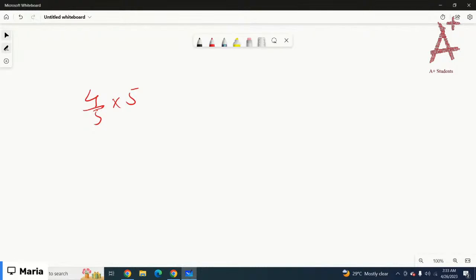You have to do numerator times numerator. When multiplying fractions, you need to do numerator times numerator and denominator times denominator. Here 5 is common, so 5 can cancel out each other. You're left with 4 over 1, which equals 4. So the correct option is 4.